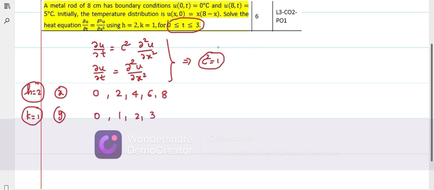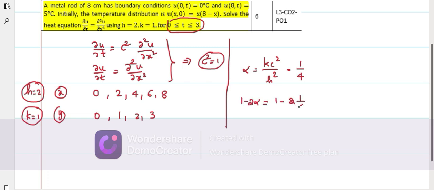The very important thing is we need to find the alpha value. How can I calculate alpha? The formula is k c square by h square. Here k equal to 1, c square is also 1, and h is 2, so 2 square is 4. Alpha is 1 by 4. Then 1 minus 2 alpha is 1 minus 2 into 1 by 4, which is 1 by 2. Now let us write the two-way table.